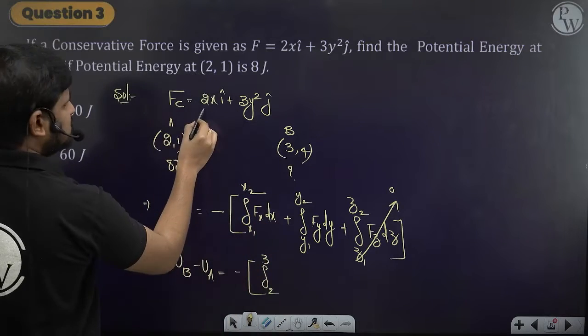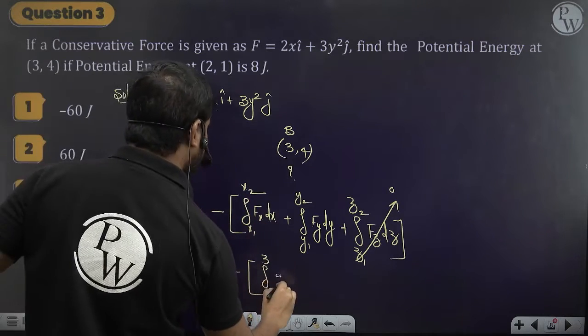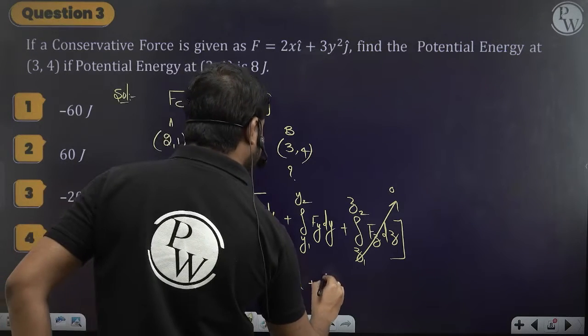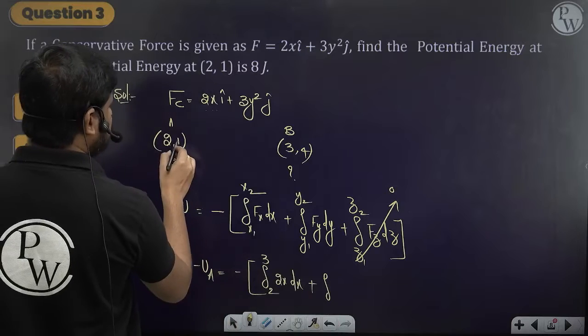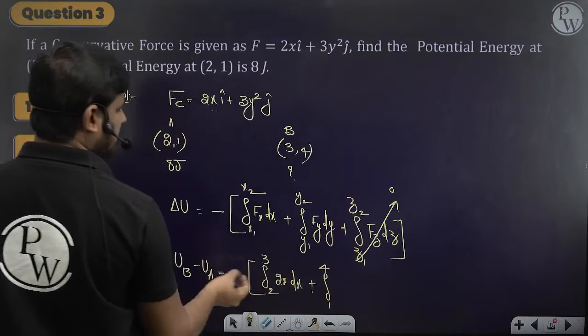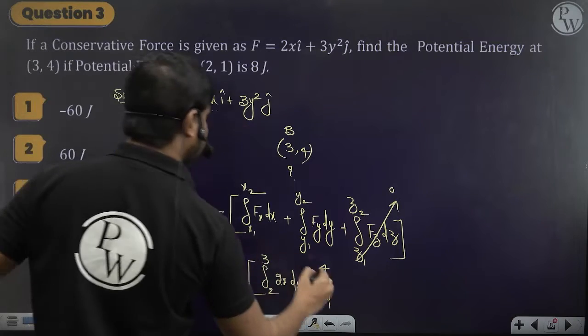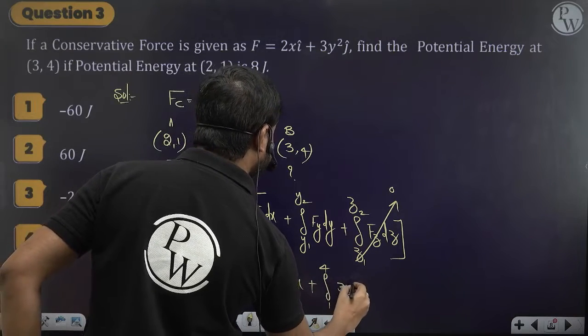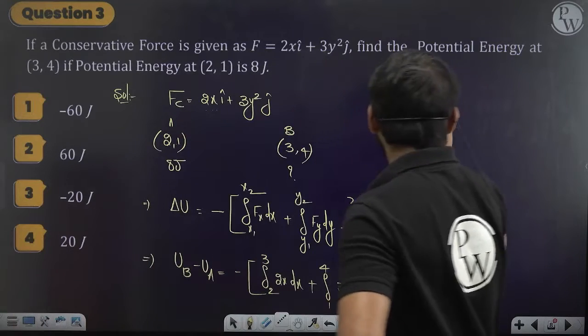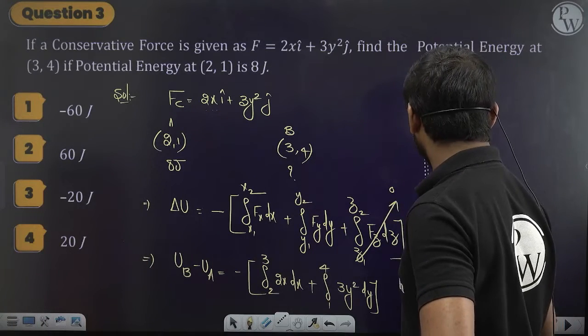What is the force in the x direction? We have got 2x, so 2x dx, plus the integration of y1 to y2, which is 1 to 4. The force in the y direction is 3y square, so 3y square dy. Clear, guys? Let's do it step by step so that you will understand easily.